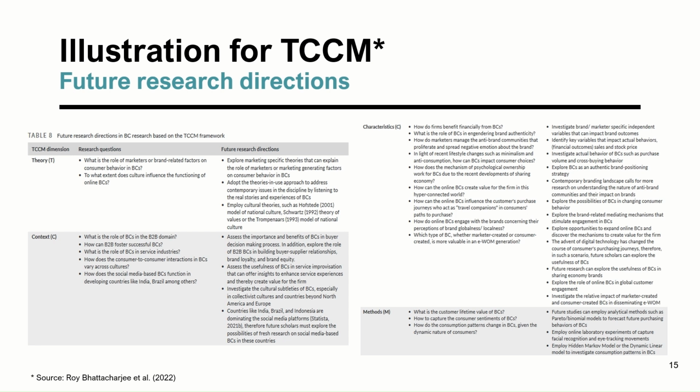And more importantly, even when you're using the TCCM, it's important that you set a future research agenda based on each of them. When you're looking at theories, there are a certain set of research questions that you can put forth. When looking at context, that's another place where you can look at how some research questions could be developed based on the context that you've studied, and the characteristics or methods, in terms of putting forth certain research questions which are very methods oriented based on whatever you have reviewed.